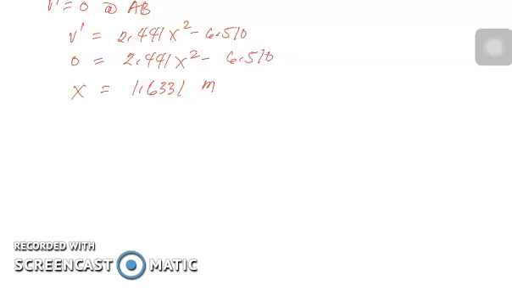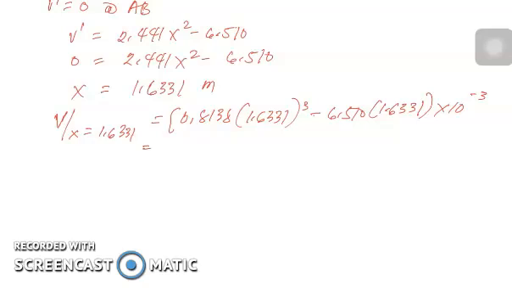So therefore, our deflection for segment AB, using the equation that we have determined a while ago, we have V at x equal to 1.6331. So the deflection will be equivalent to 0.8138 times 1.6331 cubed minus 6.510 times 1.6331, times 10 to the negative 3. So therefore, we will have negative 7.09 times 10 to the negative 3, and this will give us negative 7.09 mm. So this is in meters.